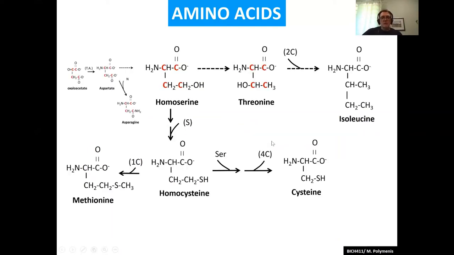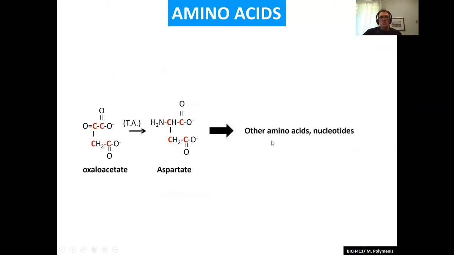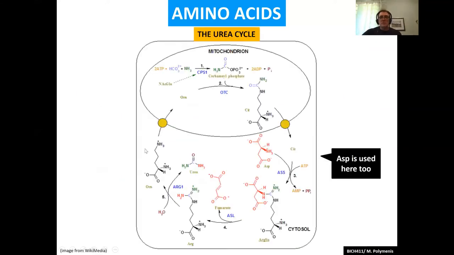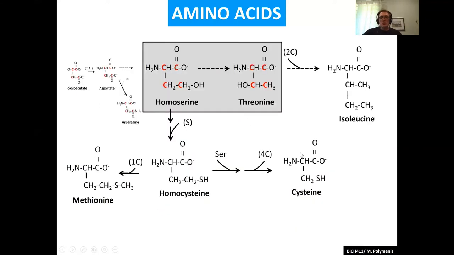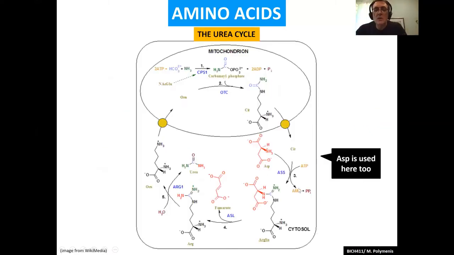And from aspartate, you can actually get to a lot of other amino acids. For example, aspartate is used here too in the urea cycle. Where is aspartate? There it is. There is aspartate coming into the urea cycle to combine with citrulline and give you arginine and succinate. So aspartate has a lot of uses.